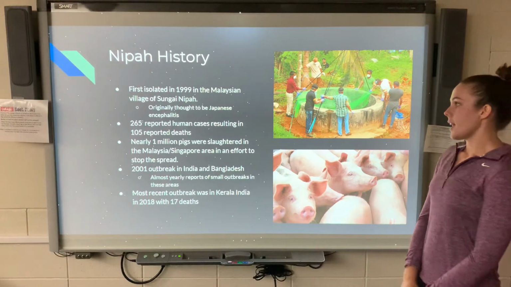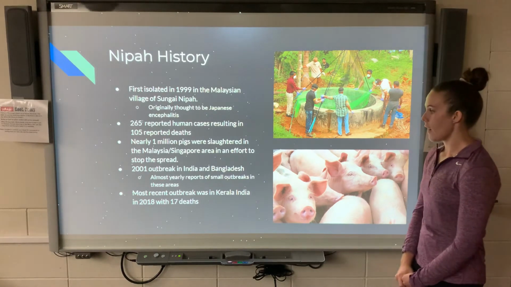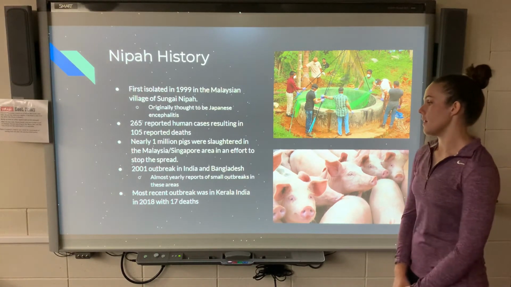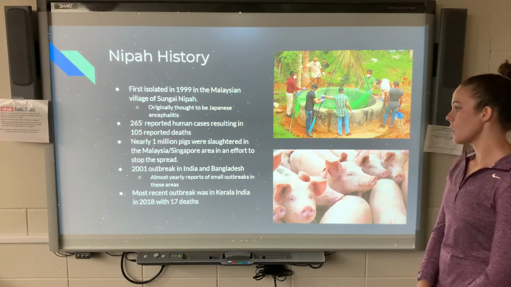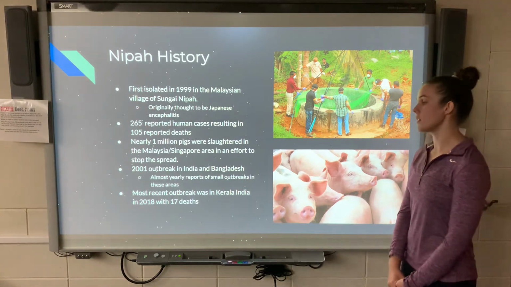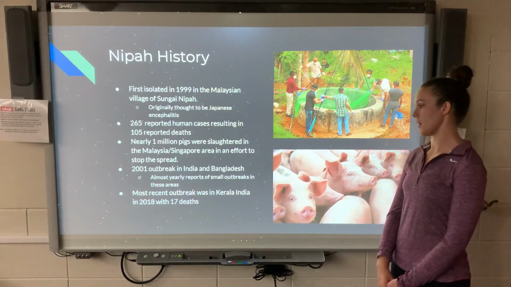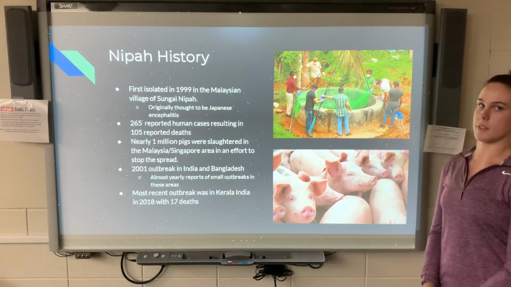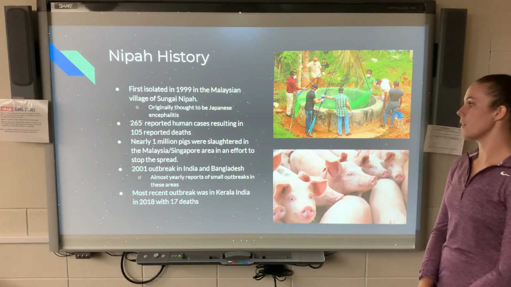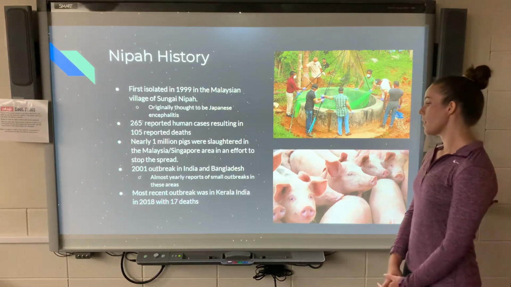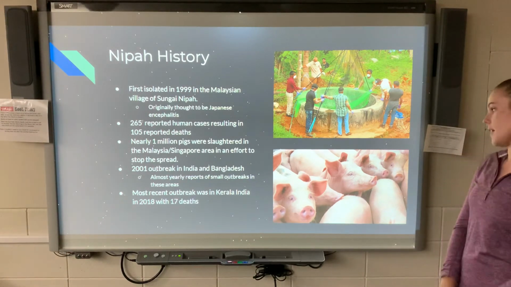After that 1999 outbreak, there was another outbreak in India and Bangladesh. It was much smaller, not anywhere near the 265 cases in Malaysia. Since 2001, there have been nearly yearly outbreaks of the Nipah virus in Bangladesh, mostly small outbreaks though, ranging from like 10 to 50 reported cases of the Nipah virus. The most recent outbreak was in Kerala, India in 2018 with 17 deaths.